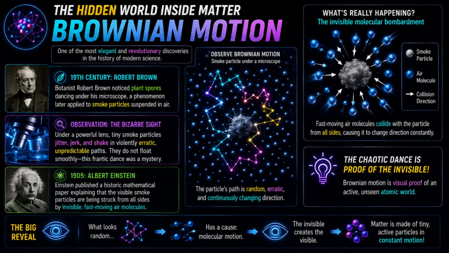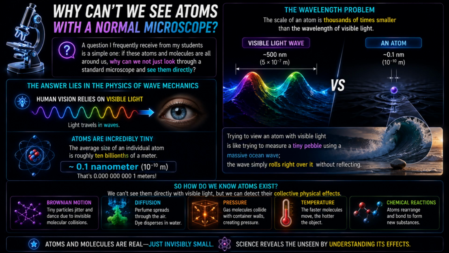In 1905, Albert Einstein published a historic mathematical paper explaining that the visible smoke particles are being struck from all sides by invisible, fast-moving air molecules. This chaotic dance is visual proof of an active, unseen atomic world. A question I frequently receive from my viewers is a simple one. If these atoms and molecules are all around us, why can we not just look through a standard microscope and see them directly? The answer lies in the fundamental physics of wave mechanics.